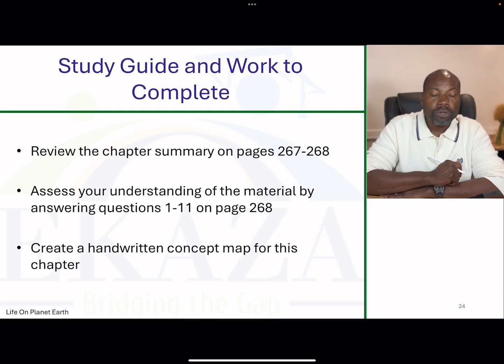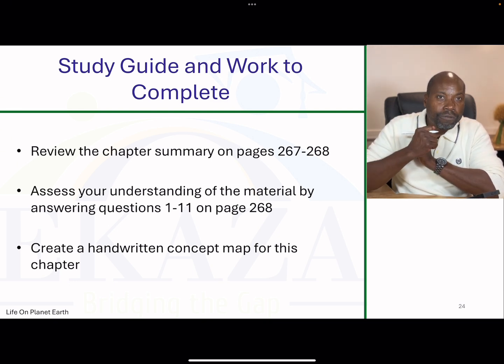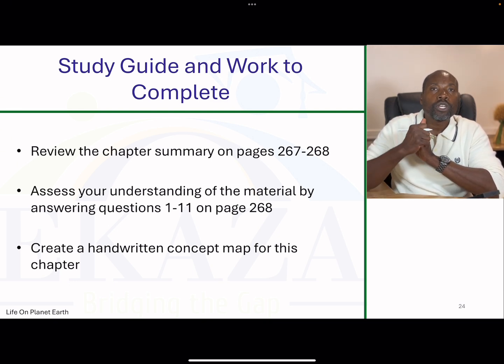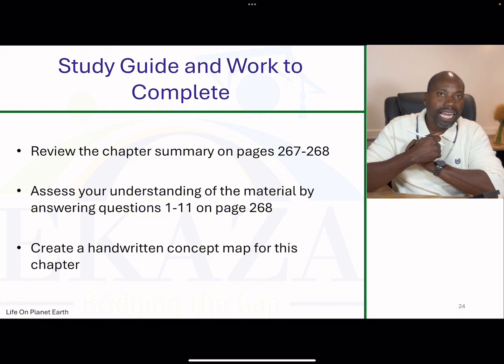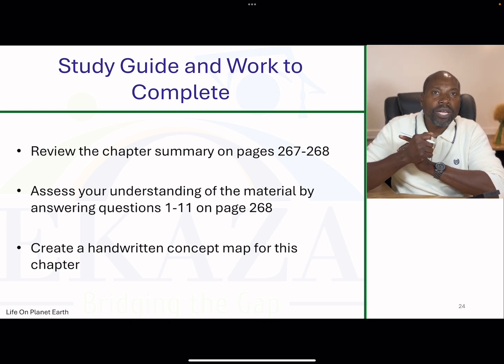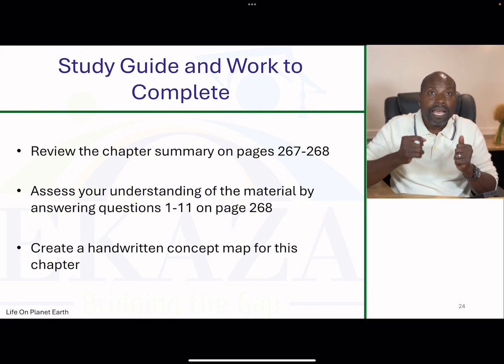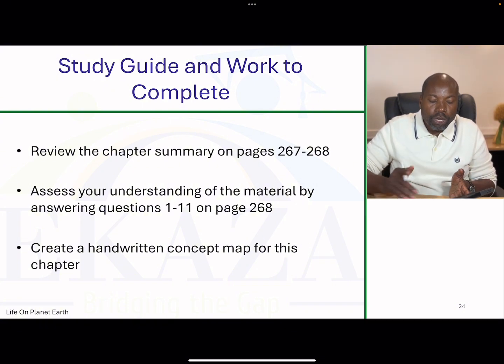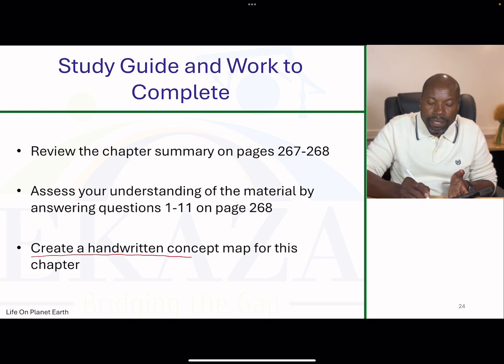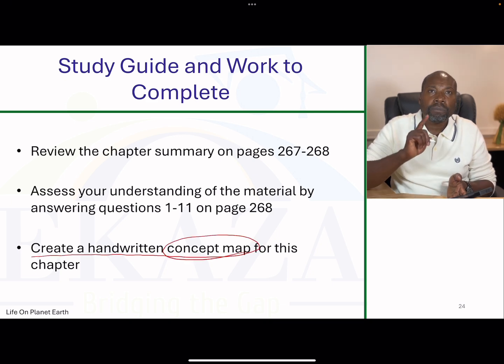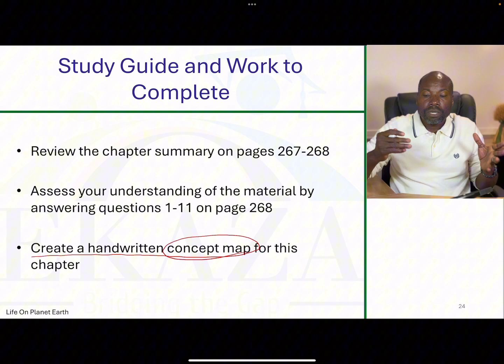But before we say goodbye, please review your notes. Go to the end of the chapter in your textbook and review all the content. Design some questions. Answer some questions at the end of the chapter so that you can practice your understanding of the material. And finally, but not least, create a handwritten concept map. It's going to be very helpful to grasp this material.